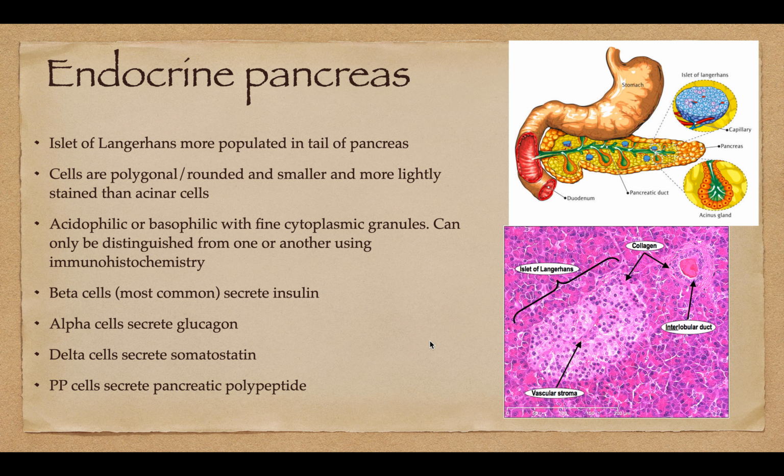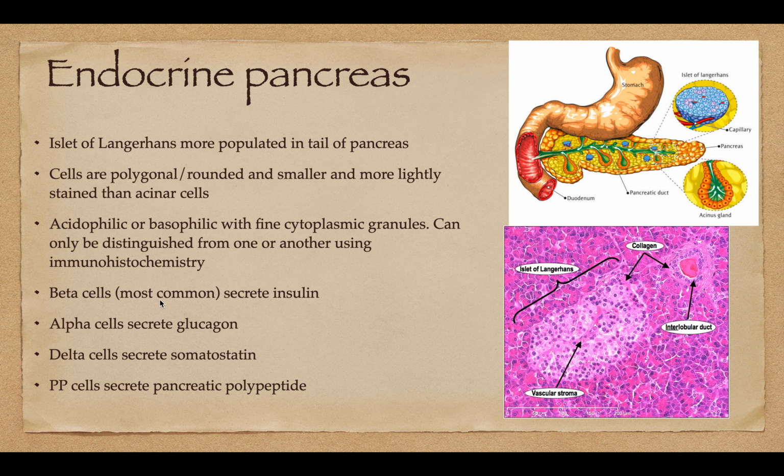Okay, so this is the endocrine portion of the pancreas, and that's involved with the islets of Langerhans. And those are more in the tail. The cells are going to be sort of rounded and lightly stained. They have cytoplasmic granules, and they really can only be distinguished from each other using immunohistochemistry. All of these are sort of the same. You look at this and you're just like, oh, that's just the islet of Langerhans.